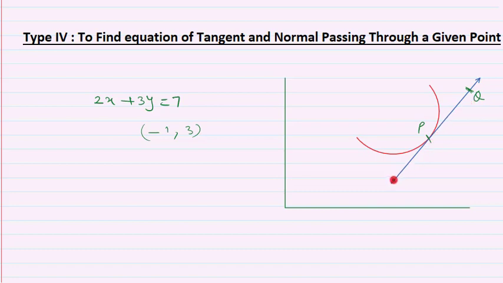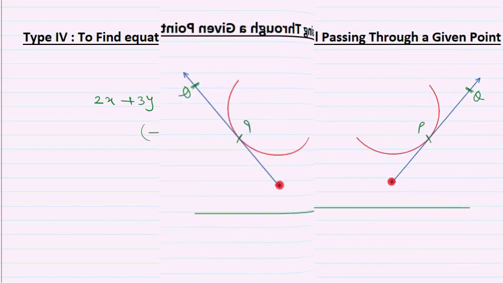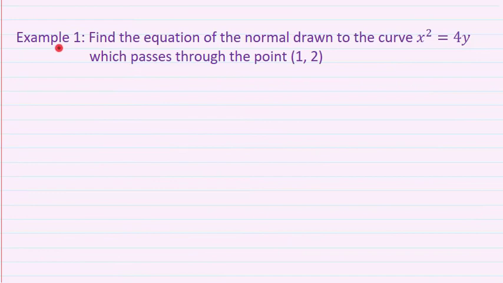So let us see the solution of this type of problem with the help of an example. The first example is: find the equation of the normal drawn to the curve x square is equal to 4y which passes through the point (1, 2). Which passes through means the normal passes through the point (1, 2). So this (1, 2) is not the common point of curve and normal. This is the point through which only the normal is passing, as we have just discussed.